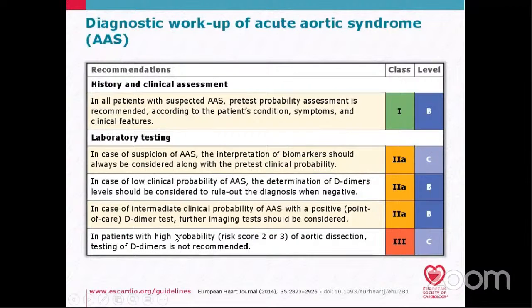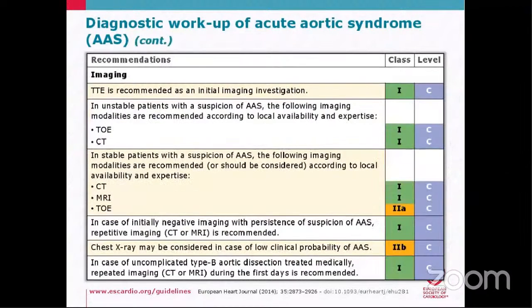But in the patients with the high probability, having two or three risk factors for the aortic dissection, the testing of the D-dimer is class 3, not recommended. But in the intermediate cases, the D-dimer test could be done in addition to the imaging tests according to the hemodynamic situation and the urgency of the patient.